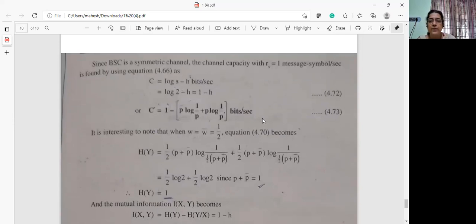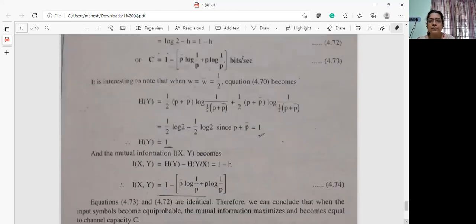So this will be the channel capacity of a binary symmetric channel. Please remember this. Both are different. That is, uniform channel capacity is log S minus H. Binary symmetric channel capacity is 1 minus H. Yes, here you are substituting for H and you get this expression. Both these equations are very important from the examination point of view.